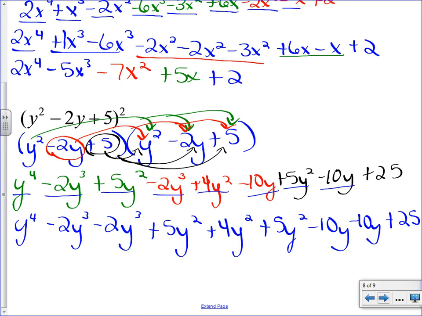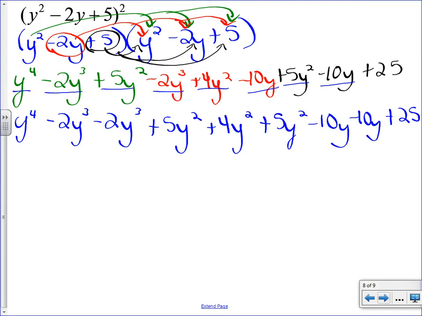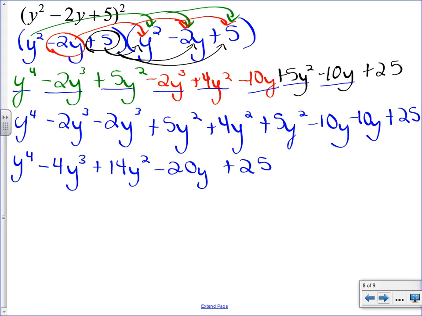Okay, Yulia, you're up next. What would be my final answer now? Y to the 4th minus 4y cubed. Good. Plus 14y squared. Good. Minus 28y plus 25. Beautiful. Okay, and then that's my final answer.